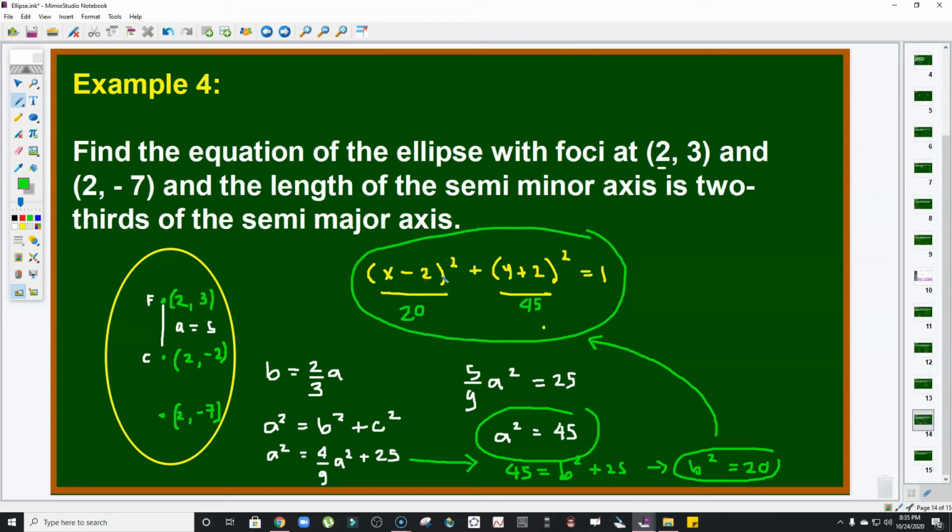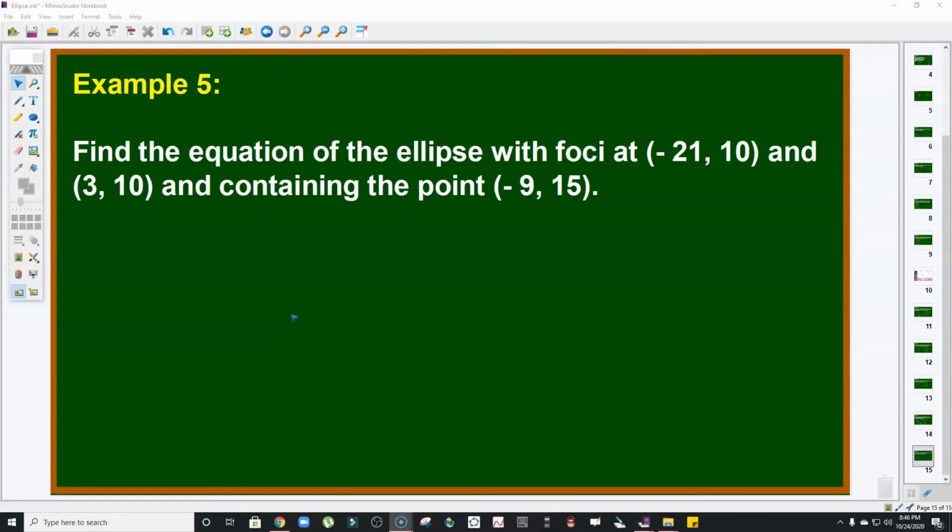X minus 2 to be squared over 20 plus y plus 2 to be squared over 45 equals 1. Okay? Last problem, number 5. Find the equation of the ellipse with foci at negative 21, 10 and 3, 10 and containing the point negative 9, 15. Okay. So, once again, since foci ang given, this will give us an idea.